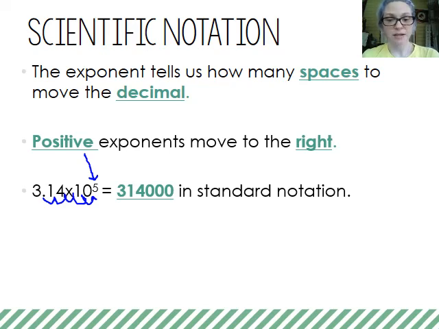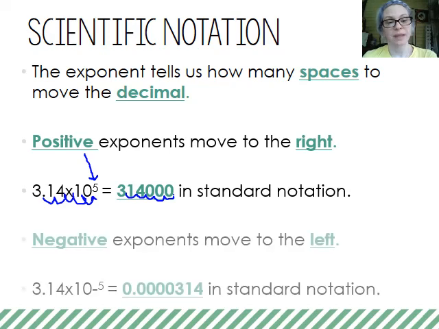If you want to test yourself, you just put your decimal there, and then go back and see how many spaces you had to move. 1, 2, 3, 4, 5. You had to move 5 spaces to get to 3.14. And as you can see, this number is no longer larger than 10, so your coefficient is correct.